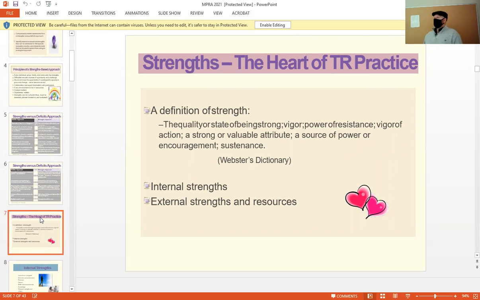This one really put my letters together. Look at this one. It's like one big word. Definition of a strength from Webster's Dictionary: the quality or state of being strong, vigor, power of resistance, vigor of action, a strong or valuable attribute, a source of power or encouragement and sustenance. And then, as we talked about a little bit already, we have internal strengths and then we have external strengths and resources. All right, what do you guys think may be some internal strengths that an individual may have? And we'll see if they're on the next slide.